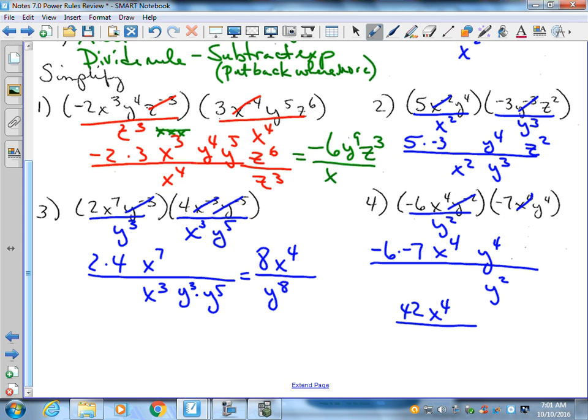X to the 4th is staying. Y to the 4th over y squared is going to subtract. 4 minus 2 is 2, and I'm putting it back on top. Therefore, I don't really need a denominator because nothing ended up being in the denominator. So I take that away and just have what would have been in the numerator. So sometimes you don't end up with fractions at the end, depending on what you're working with. They may subtract totally out and give you just a numerator.